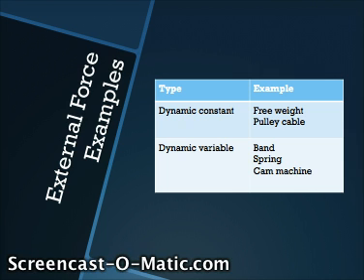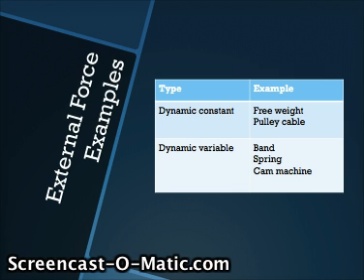Let's look at some types of external forces. When I go to the gym, I think, oh, I could use a dumbbell to do this, I could use a band to do this, I could use a machine to do this. It's important to understand what type of force we are placing upon the body.